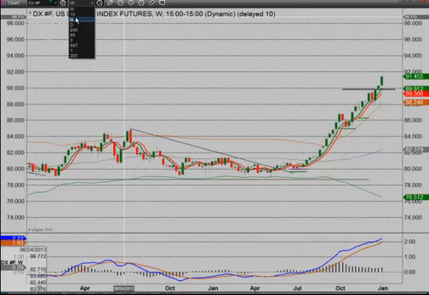Our methodology is based on fractal geometry, where what happens on the higher time frames is reflected on the lower time frames. That's a two-way mechanism also. It works the same way. What happens on the lower time frames, same thing's going to happen on the higher time frames.